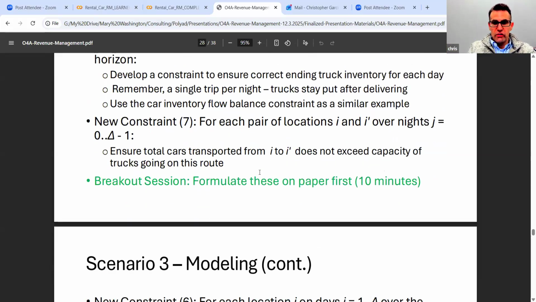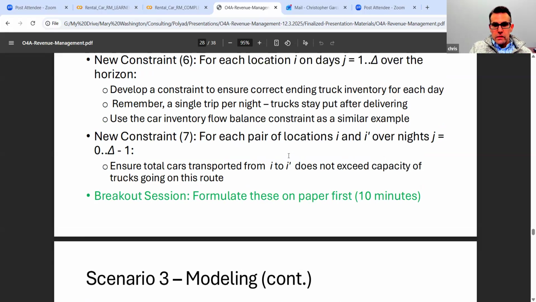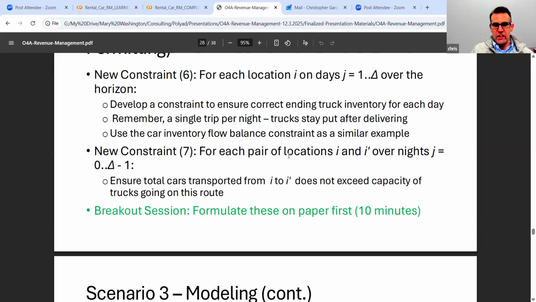Okay, and then we're going to have another constraint here. We have to make sure that the total cars transported from I to I prime does not exceed the capacity of trucks going on this route. So I want you to take a little breakout session and think about modeling this constraint. How do I ensure that when my truck goes out, I'm not sending more cars on a truck than can actually be carried? How do I constrain that? My total cars transferred from one location to another doesn't exceed the capacity of trucks going on that route.